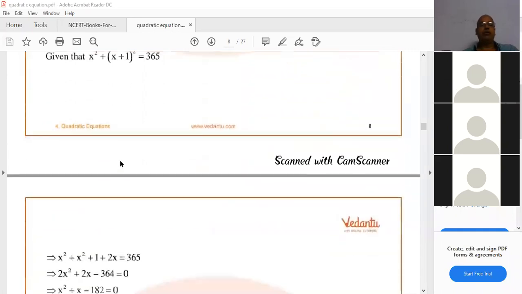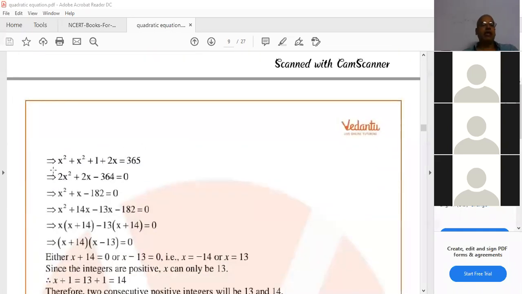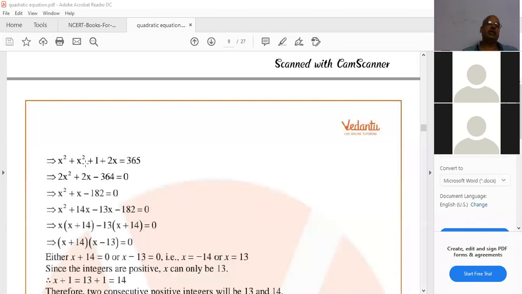x square plus, 1 square means 1. And next 2 of a into b, into 1, means 2 of x into 1, 2x, is equal to 365. Now x square plus x square means we can write as 2x square plus 2x.